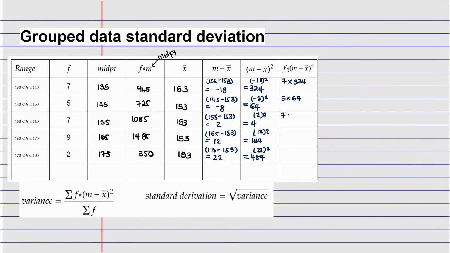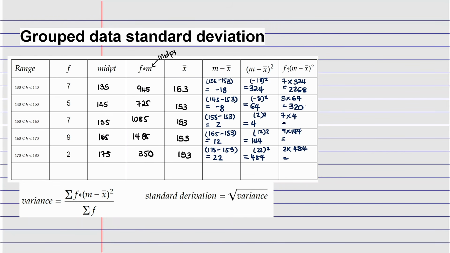Then there is going to be 7 multiplied by 4. Then there's going to be 9 multiplied by 144. Then the last one is going to be 2 multiplied by 484, right? So you're going to get the following. When you do that, let's calculate that. So you're going to have 7 multiplied by 324, you're going to get 2268, right? Then you're going to have 5 multiplied by 64, which is 320, right?